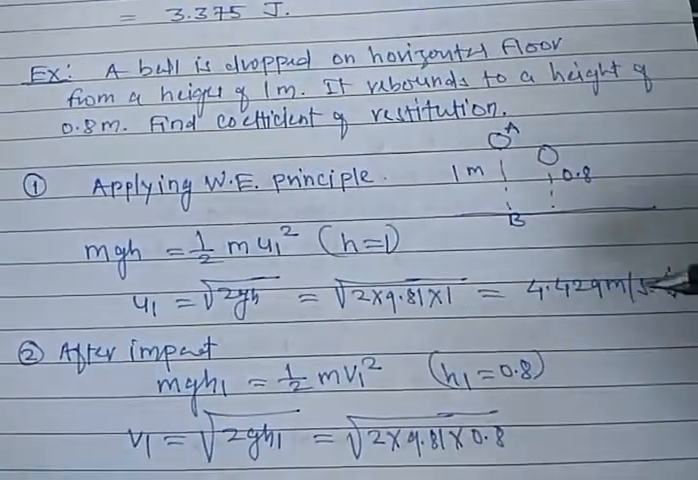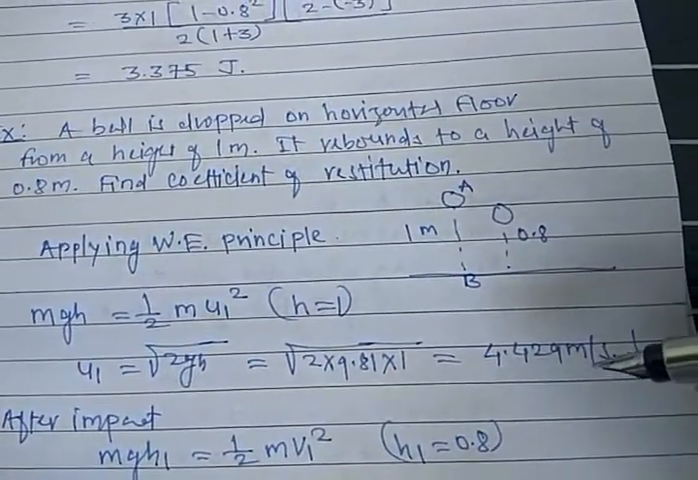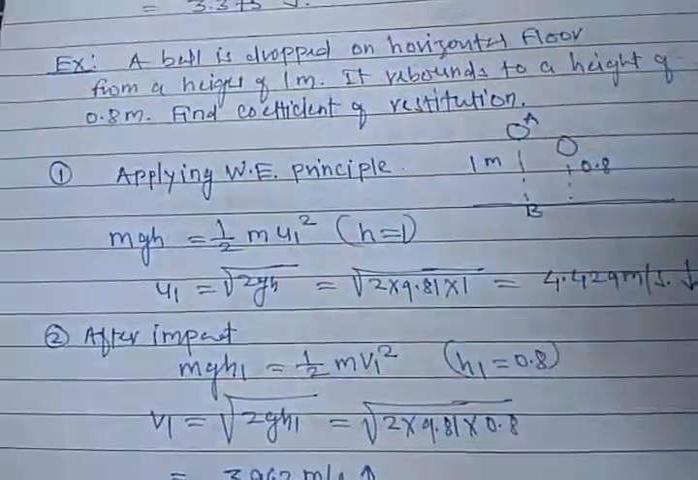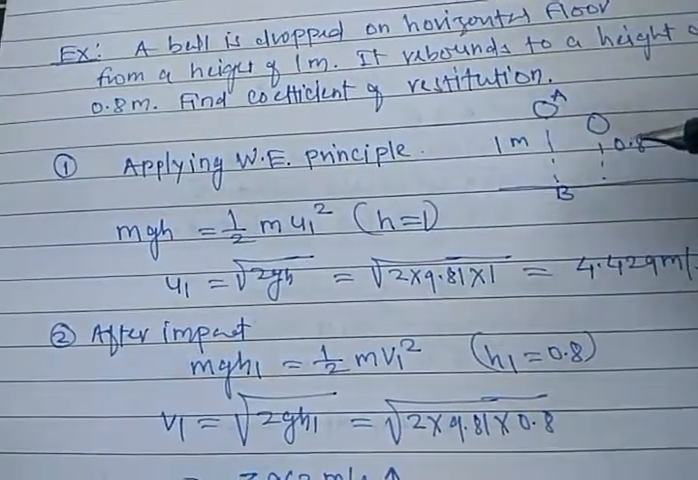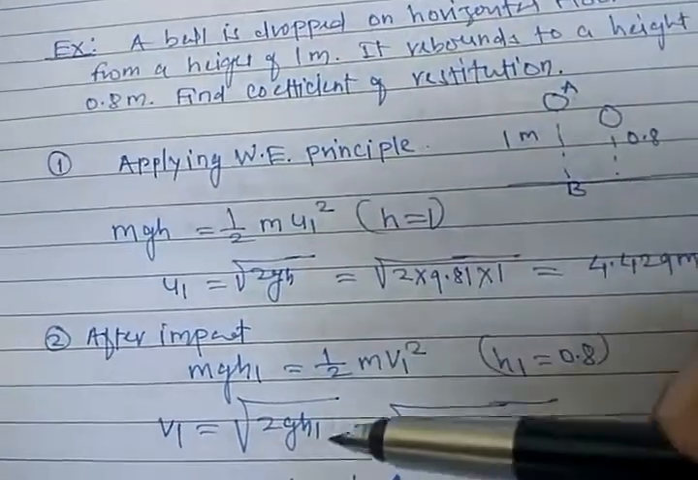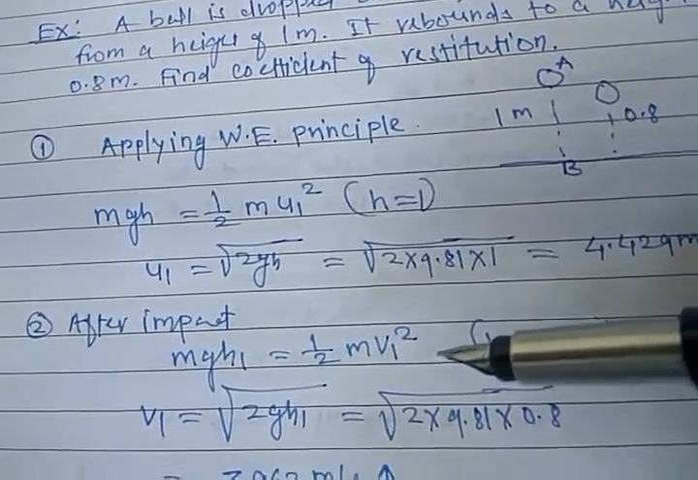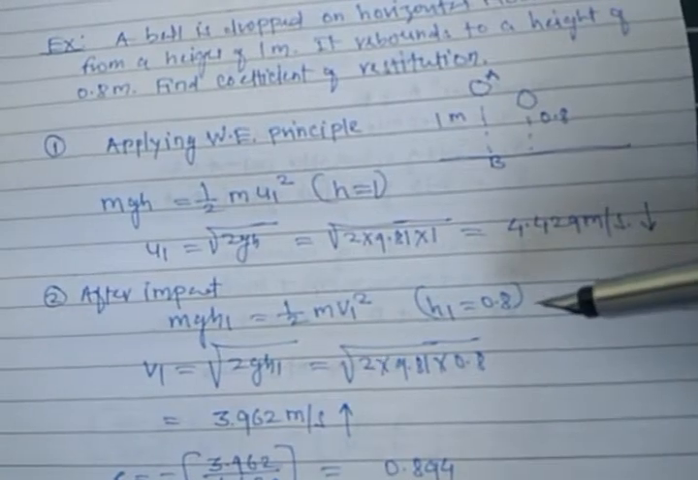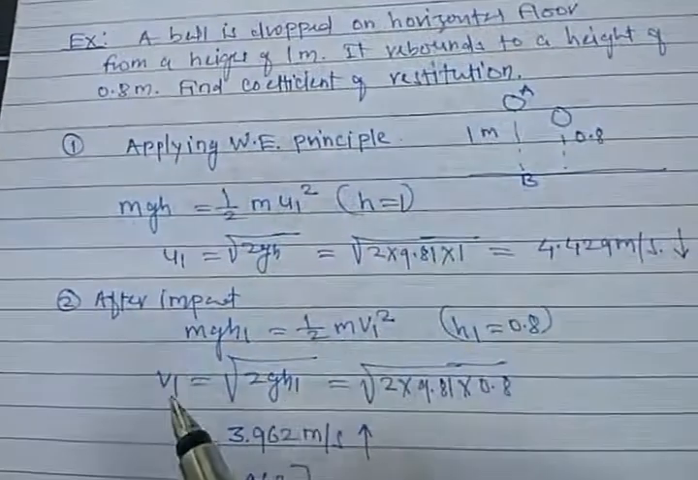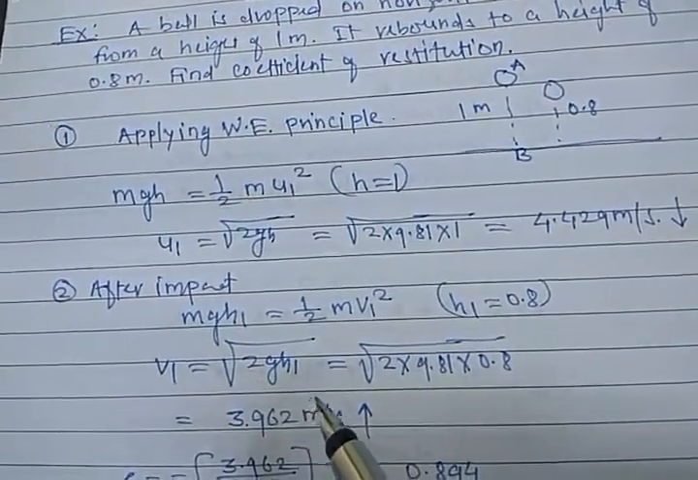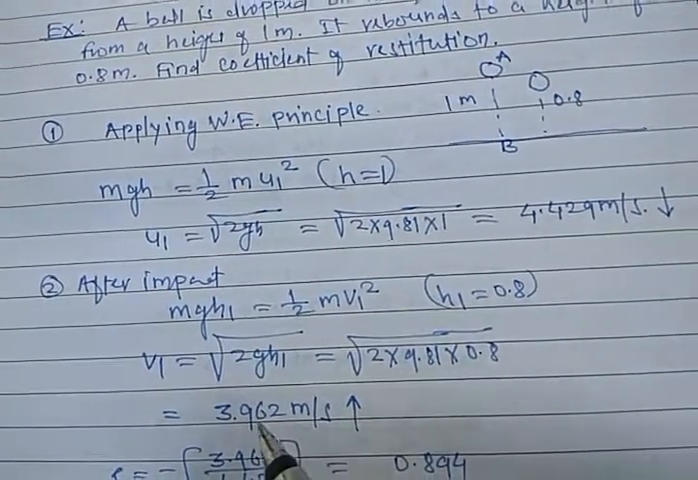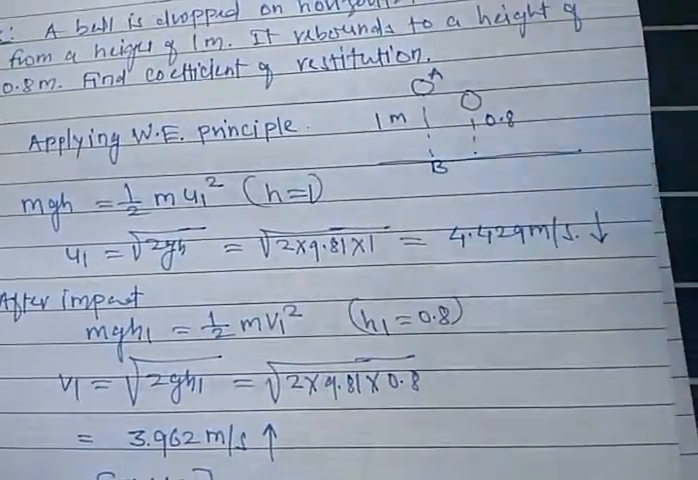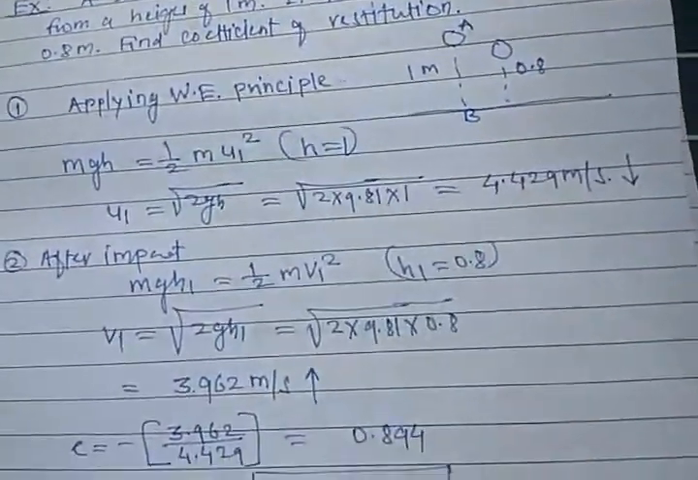So it is 4.429 meter per second in the downward direction. Next, after the impact, when the ball bounces again, mgh1 is equal to half mv1 square. Now here we can put h1 as 0.8 meter, so we get v1 as under root 2gh1, which is 3.962. So this is the velocity of the ball when it bounces back up to a height of 0.8 meter.